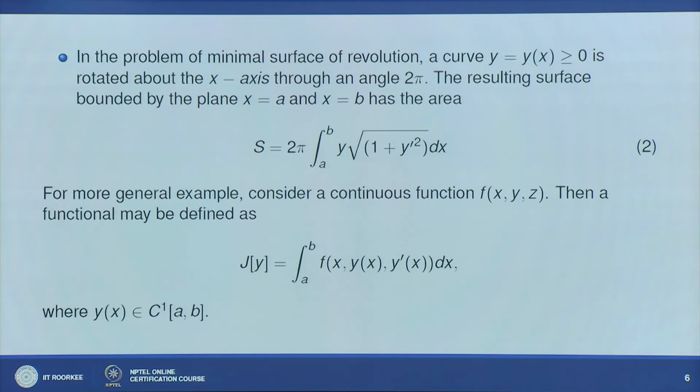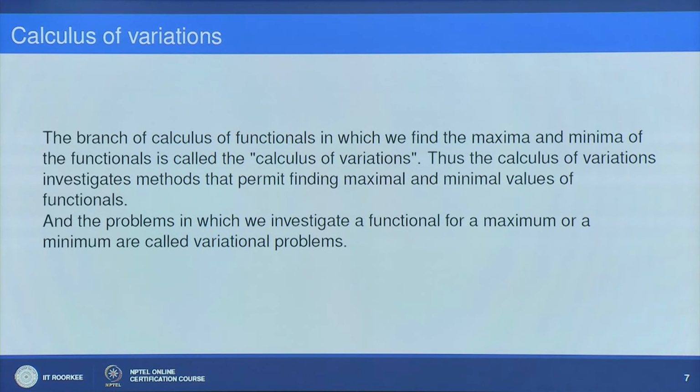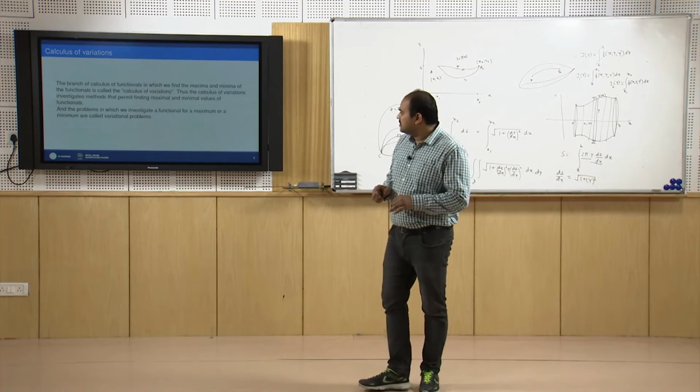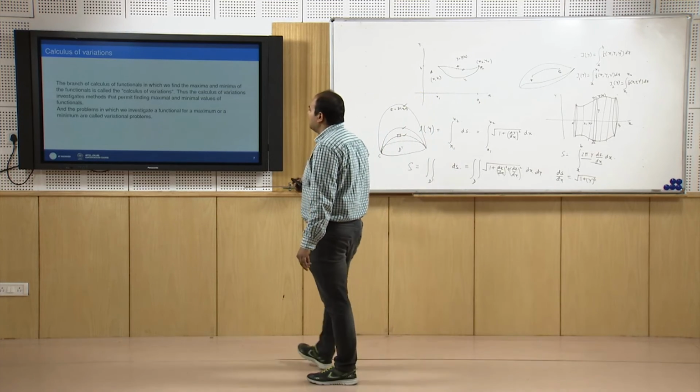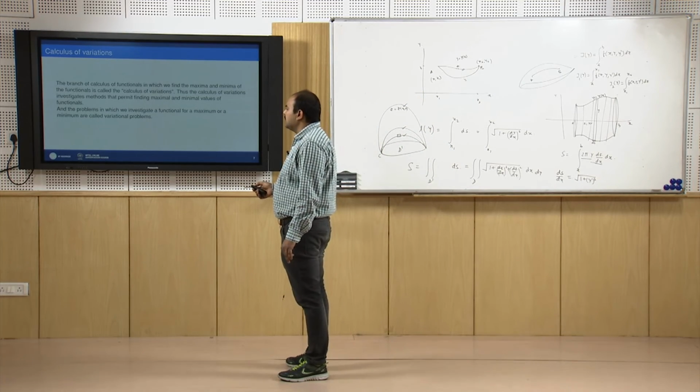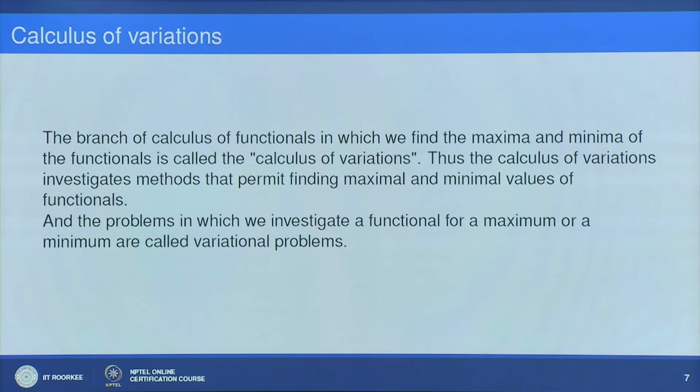So summarizing all this, we can say that the calculus of variations is a branch of the calculus of functionals in which we find the maxima and minima of the functionals. In this branch we discuss the methods that permit finding maximal and minimal values of functionals, and the problems in which we investigate a functional for a maximum or a minimum are called variational problems.